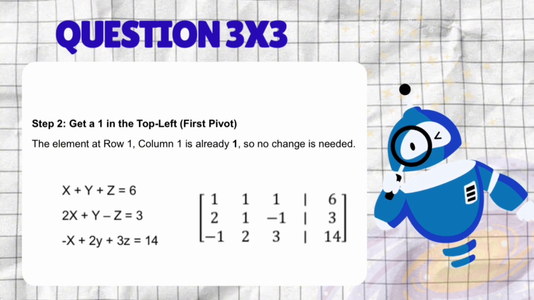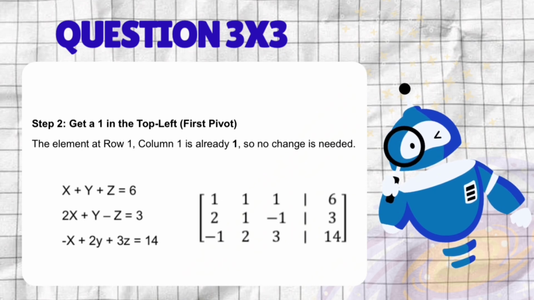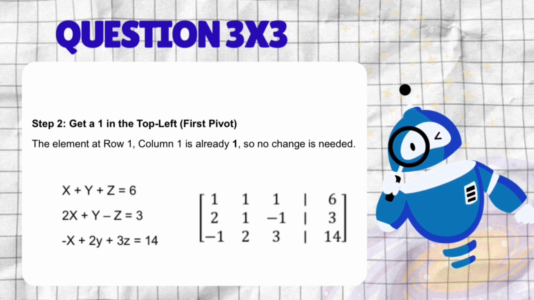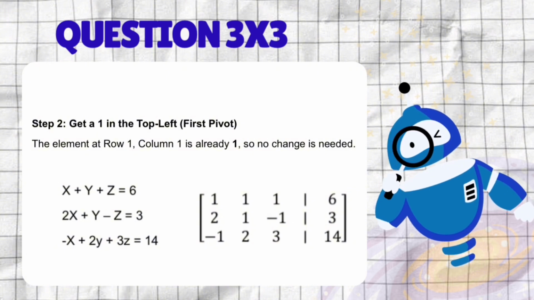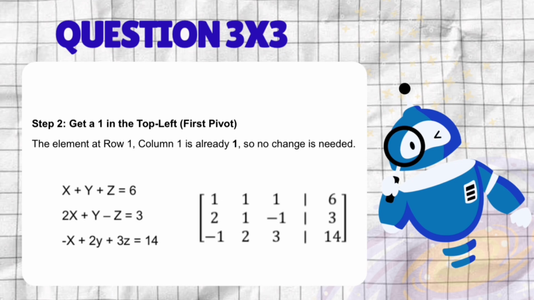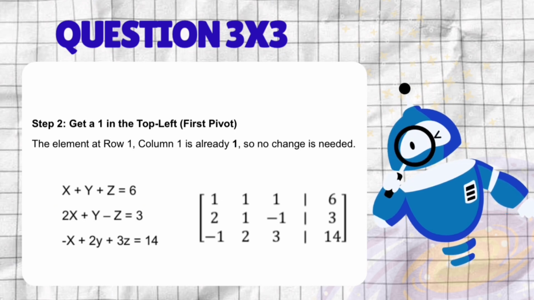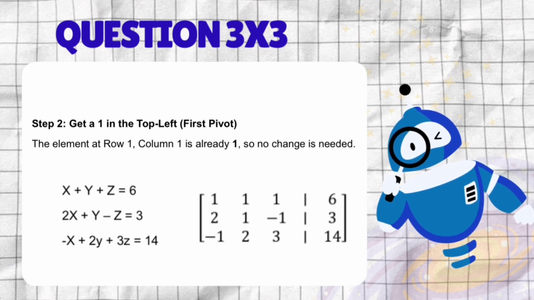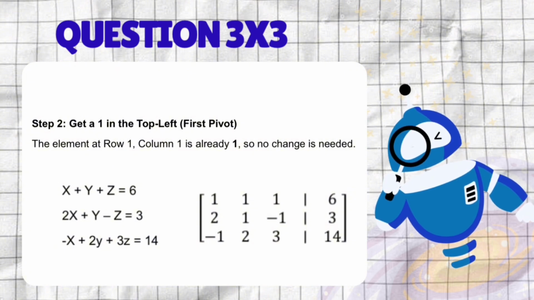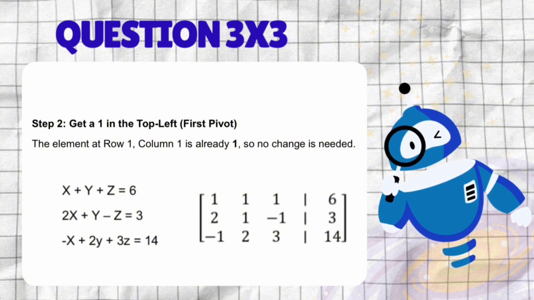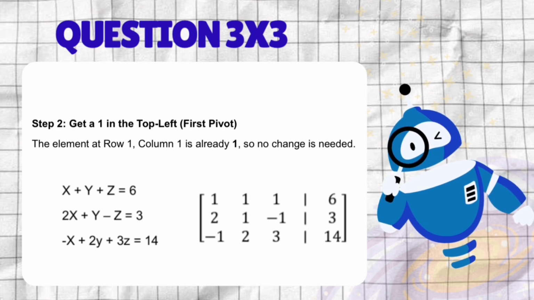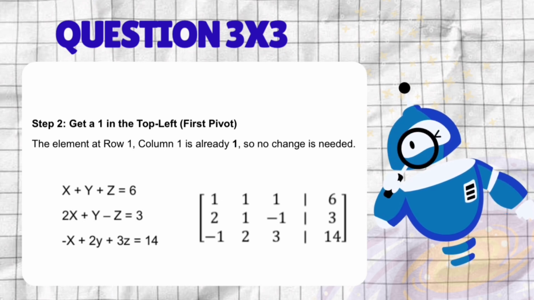Next, we take the coefficients of x, y, and z together with the constant terms and arrange them into an augmented matrix. The augmented matrix is 1, 1, 1, 6, 2, 1, -1, 3, and -1, 2, 3, and 14. Now we look at the element in row 1, column 1. Since the value is already 1, it is already a suitable pivot.